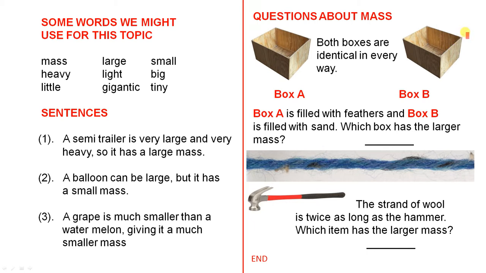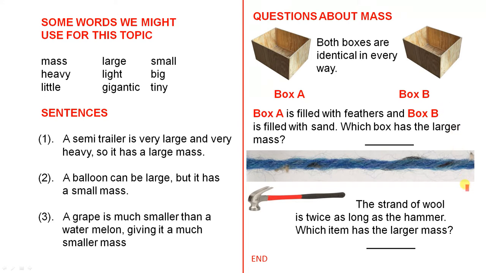Here are some questions about mass. Here we have two boxes. Both boxes are identical in every way, so you can present this to the students. You could have cardboard boxes or whatever in the classroom, as long as the boxes are exactly the same. You can label one of them box A and box B, or box 1 and box 2, it doesn't matter. Box A is filled with feathers, and box B is filled with sand. Which box has the larger mass? So you can talk that through with the students, and I'm sure they'll work out the answer.